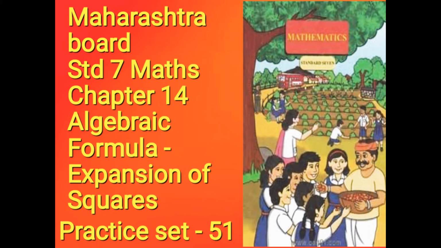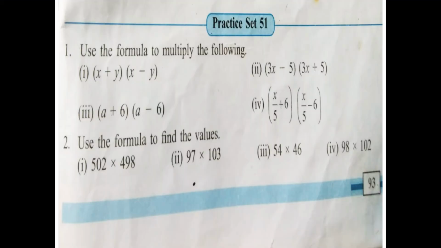Now we will begin practice set 51 on textbook page number 93. Use the formula to multiply the following. First one, (x + y)(x - y).